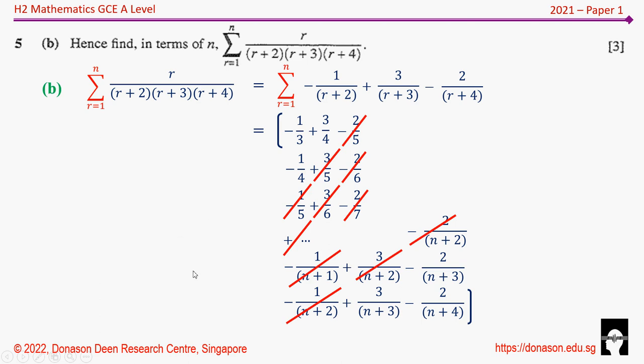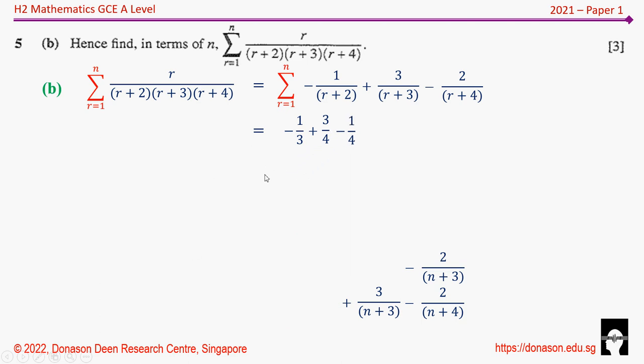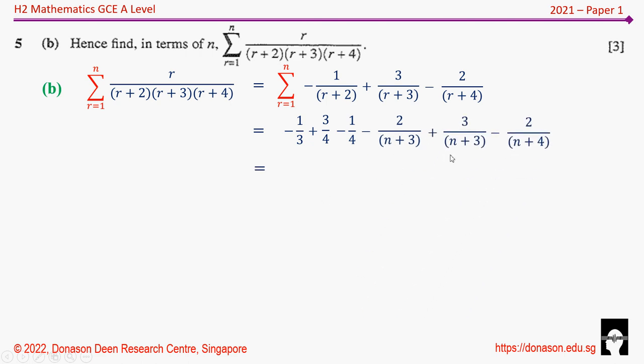So now let's remove all those things that have been cancelled, leaving behind the first 3 terms and the last 3 terms, and we're going to write them. So I bring the minus 1 quarter up. Let me bring the minus 2 over n plus 3 and the plus 3 over n plus 3 and the minus 2 over n plus 4 together. Now all 3 of them are numbers, right? So the fractions: minus 1/3 plus 3 quarter minus 1 quarter, if you key into the calculator or do manual calculation, it should work out to 1 over 6.